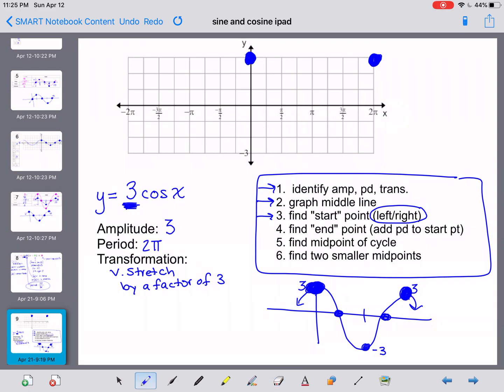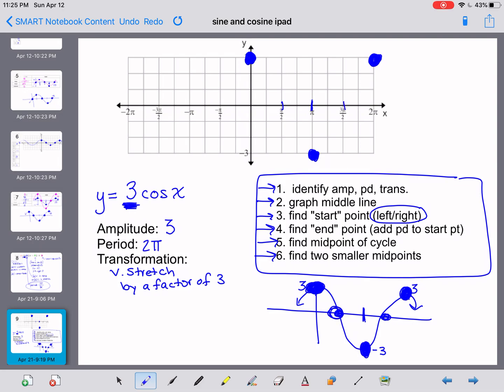I'm then going to find the midpoint. So from 0 to 2 pi, the midpoint is at pi. What happens at pi? Look down here. It's down at its lowest point that it could be, its minimum value. So that's going to be down from the middle line, down to -3. Okay, that was the end point. And we also did midpoint. Then you find the 2 smaller midpoints. So the 2 smaller midpoints are at pi over 2 and 3 pi over 2.